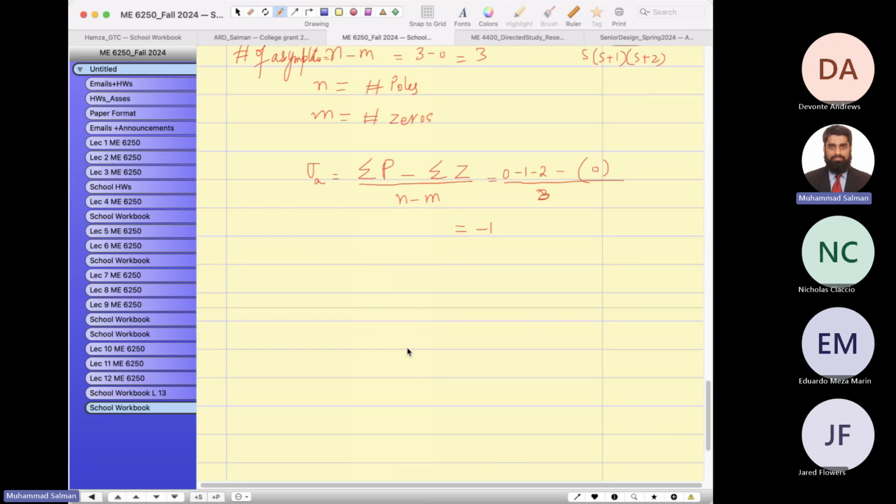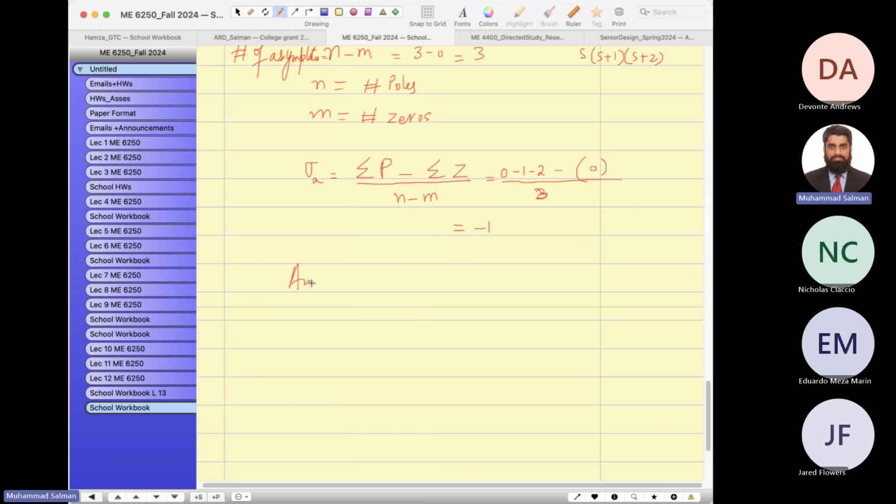So let's find out the angles of asymptotes. I would say use this formula: the angle is equal to plus minus 180 times (2k plus 1) over (n minus m). This is the general formula. So for our case, what are the angles of asymptotes? They are equal to plus minus. Let's assume k is from 0, 1, 2. Each time when you plug in 0 here, you get two answers.